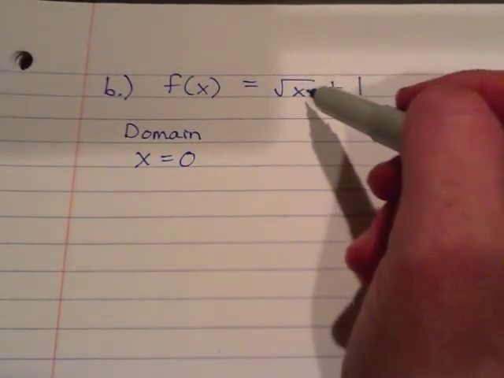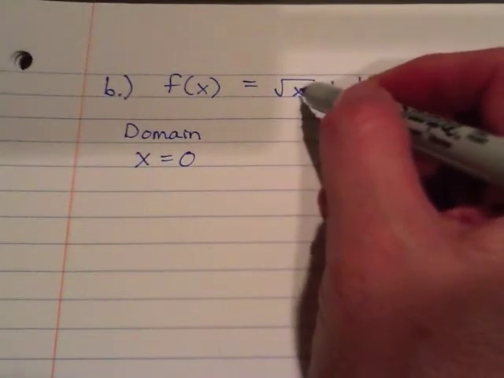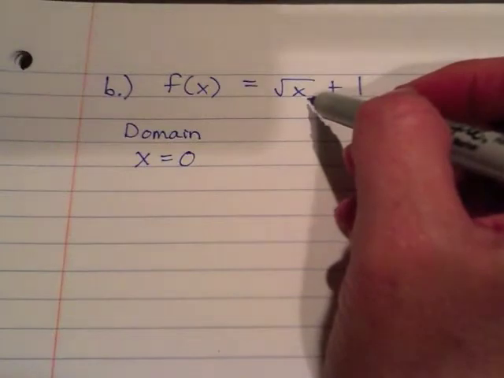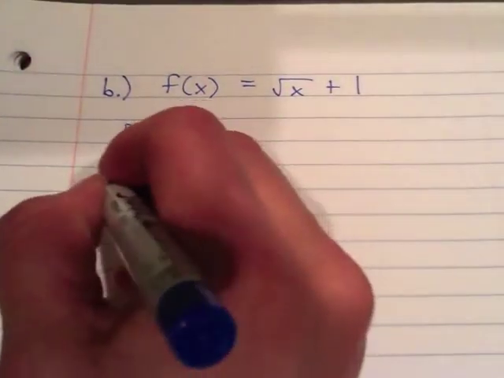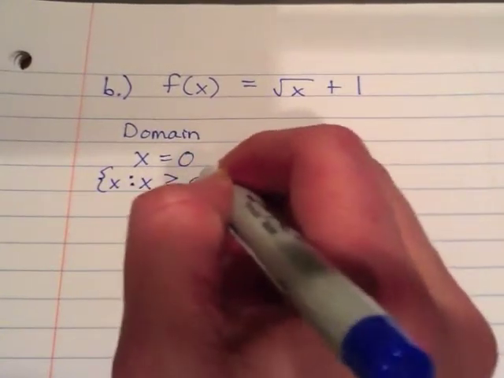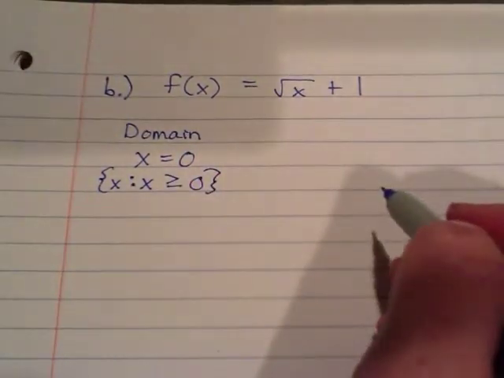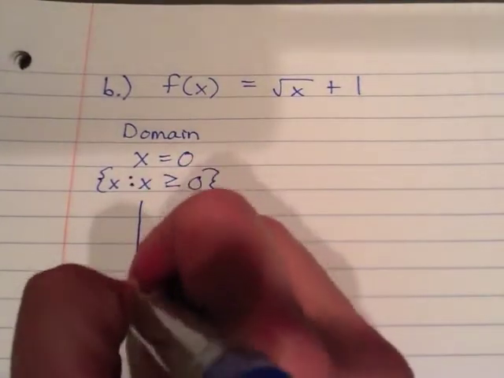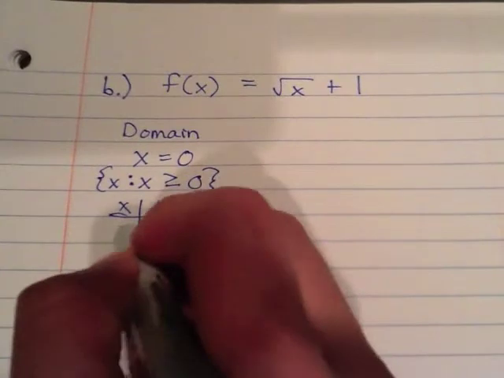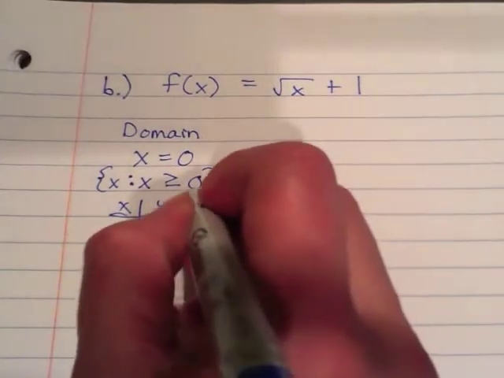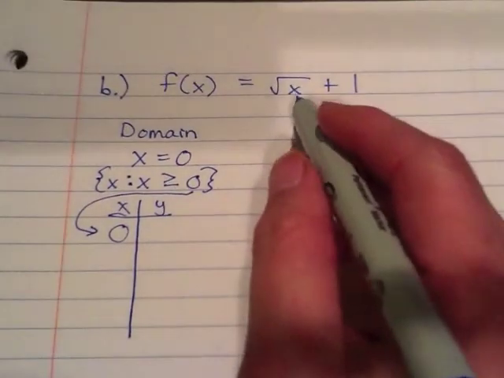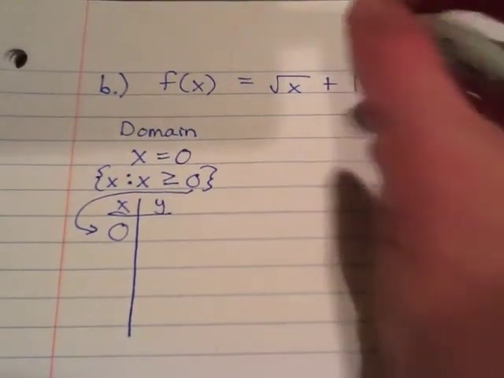If we were to pick any numbers less than 0, we would end up with negatives under the square root, which we can't have. So our domain is x such that all x values have to be greater than or equal to 0. So now you set up your t-chart, plug in 0 for your first x value. And when you plug in 0, then you go solve to find your range.